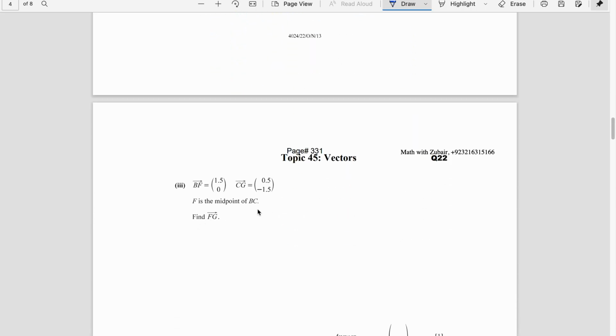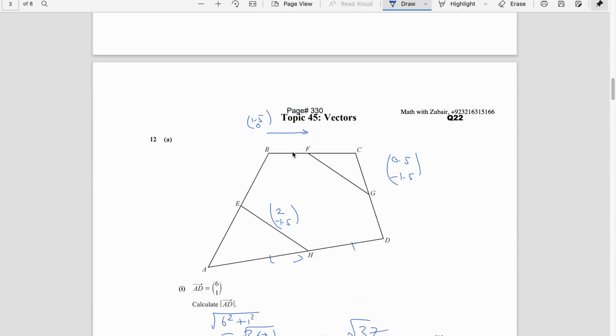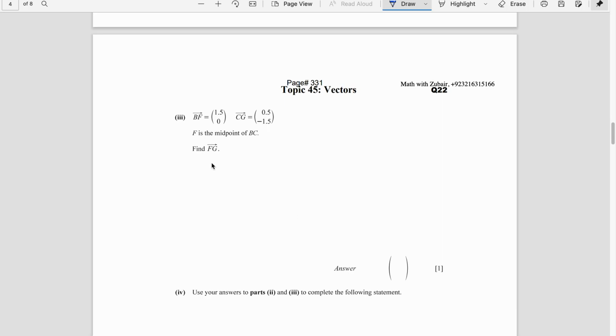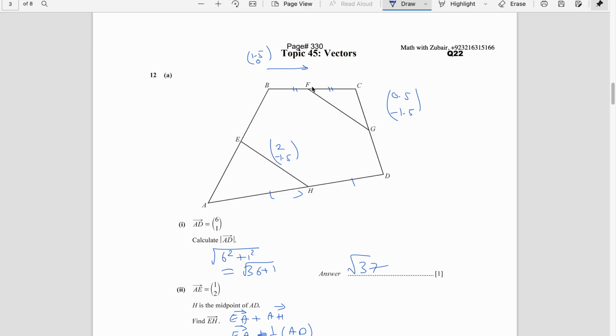Find F. F is the midpoint of BC. Okay, if this is the midpoint, we can again label like this. Find FG. So for FG, you see FG is equal to FC plus CG. This is FG, which is equal to FC plus CG.